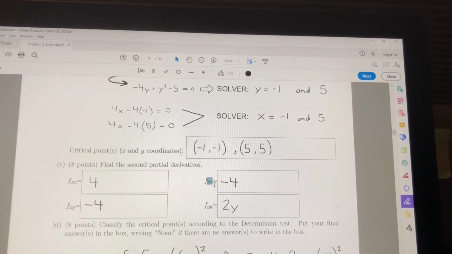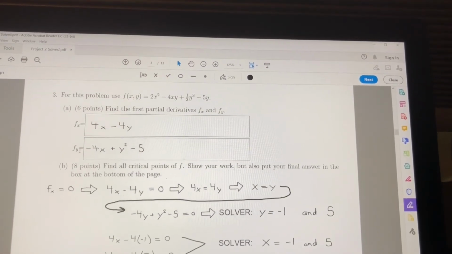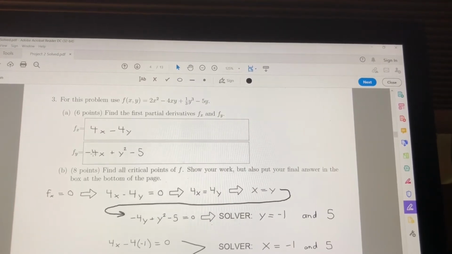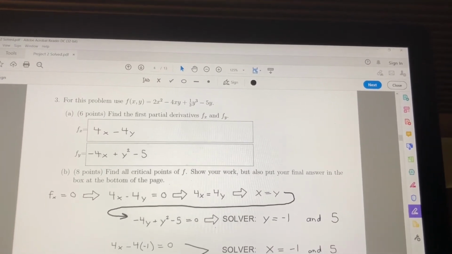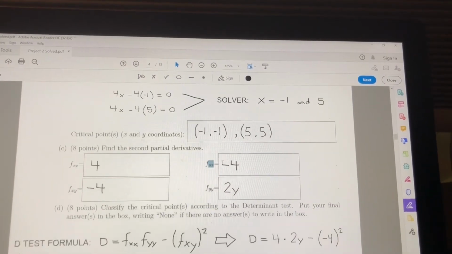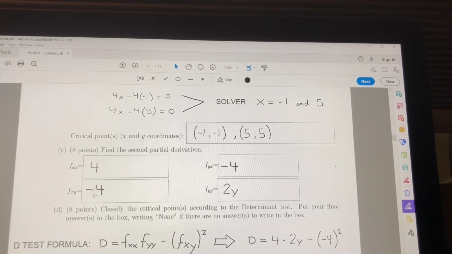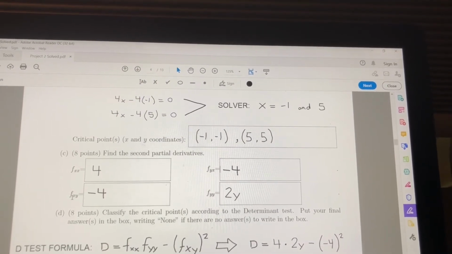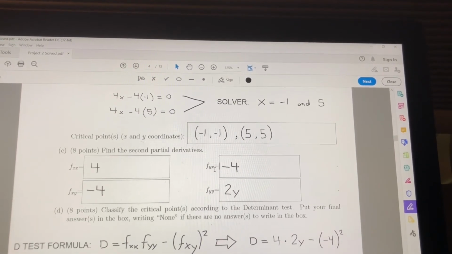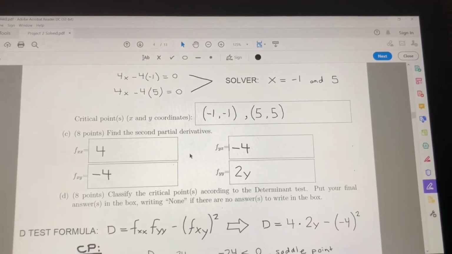Then f sub yx, we're going to look at the y equation and solve with respect to x for the derivative. And that's just going to be negative 4. And as we know, based on what we know of partial derivatives, f sub xy and f sub yx are going to be the same always.